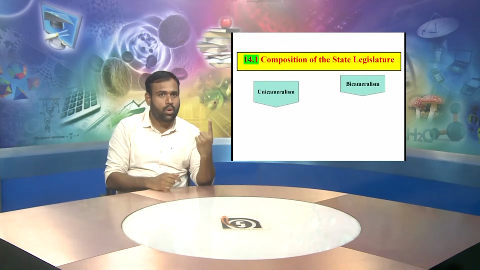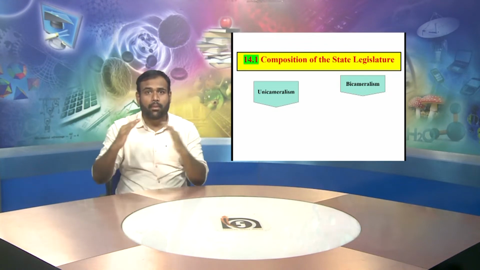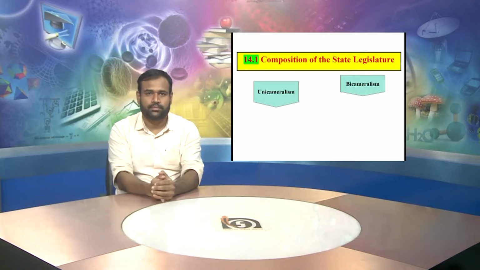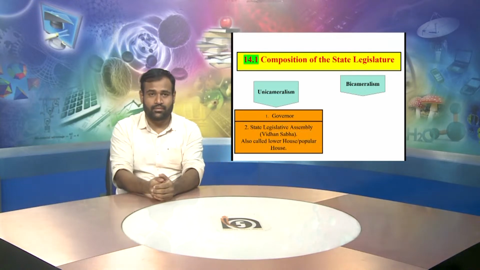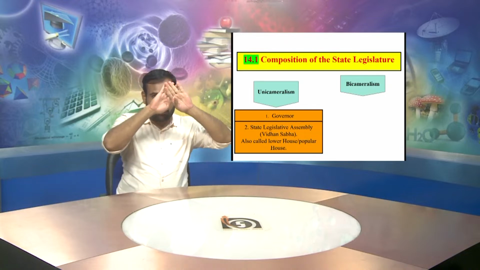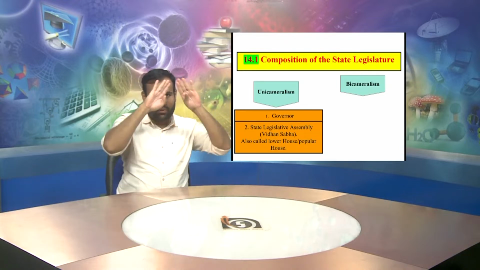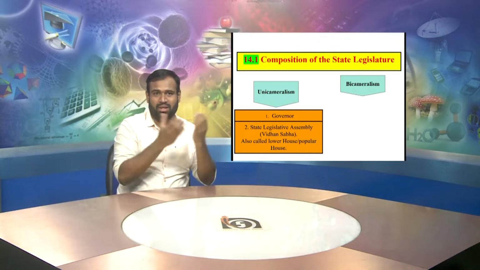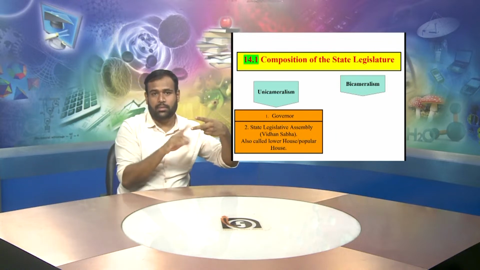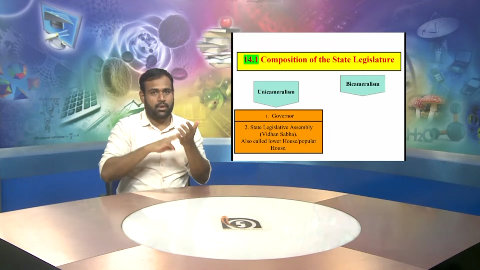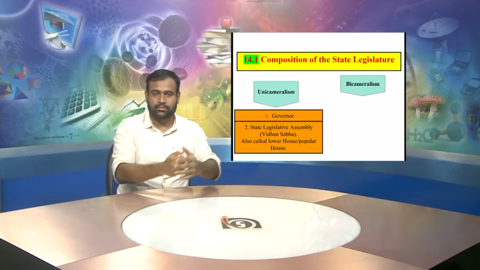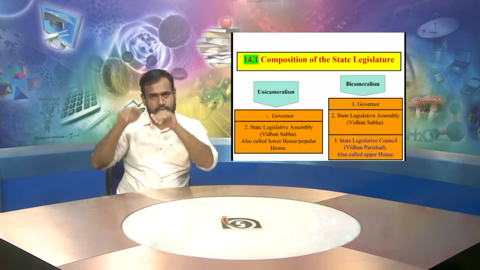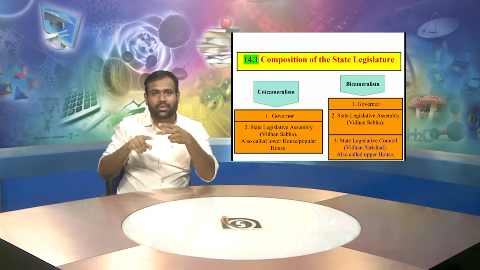Let us get started with point number 14.1. This is composition of the state legislature. We already have understood that there are 2 kinds of government. The first is unicameralism and the second is bicameralism. In unicameralism, you can see and understand with the help of the diagrams shown on the screen.